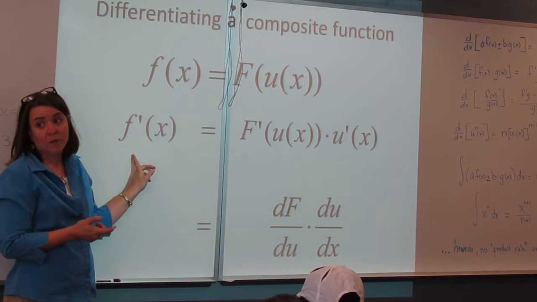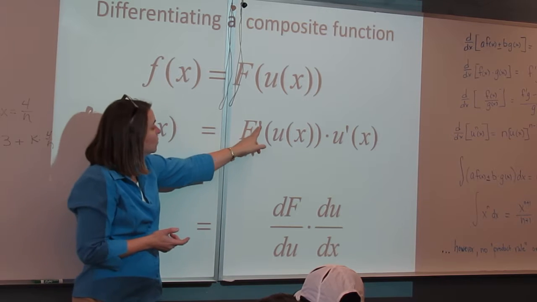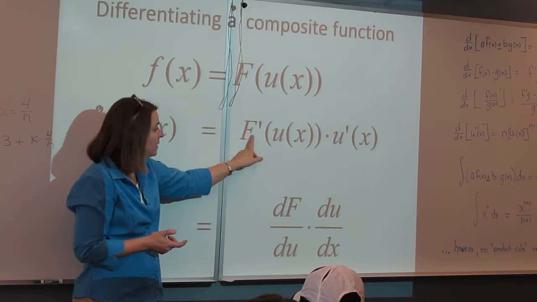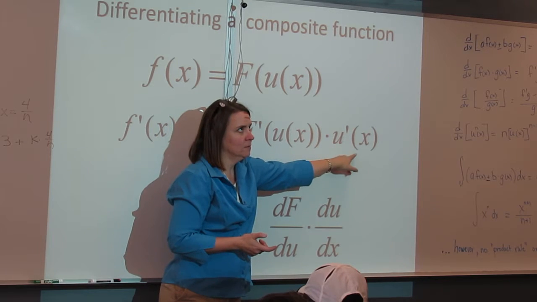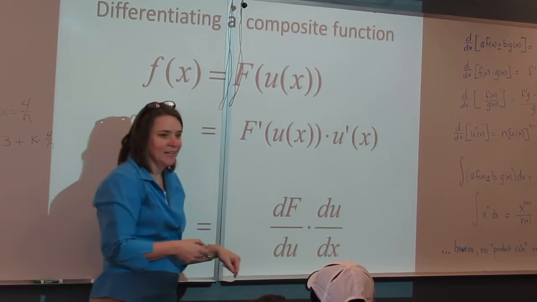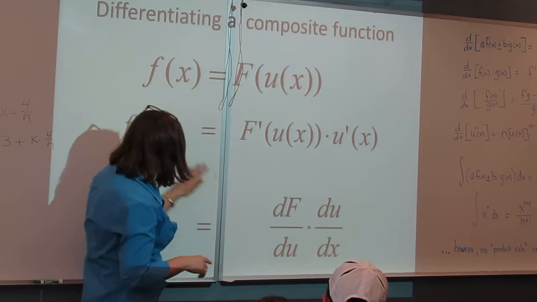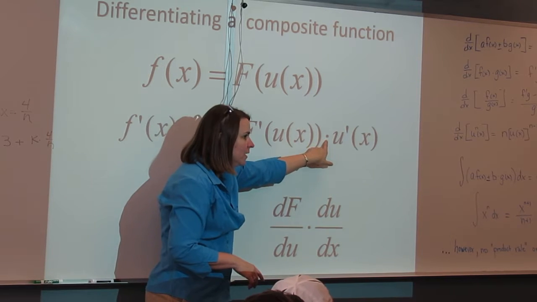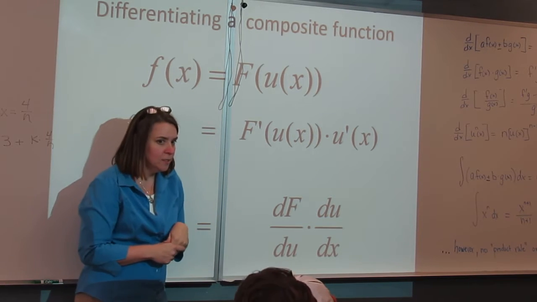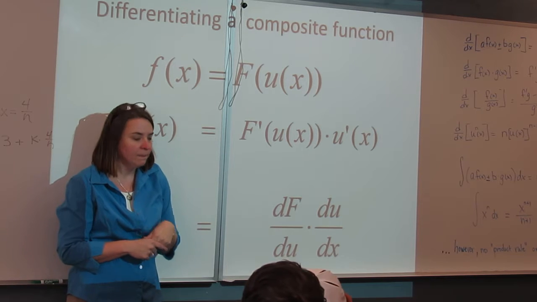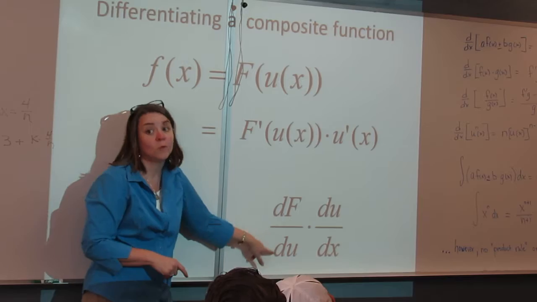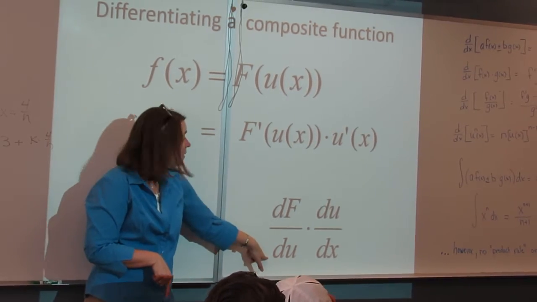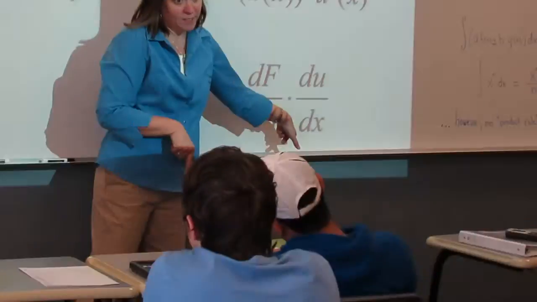To take the derivative of a composition function, we took the derivative of the outside, left the inside alone, and multiplied by the derivative of the inside. This is on videotape, but anyway. And this product right here can be written in Leibniz notation. Remember how that went? The derivative of f with respect to u. What's the derivative of u with respect to x?